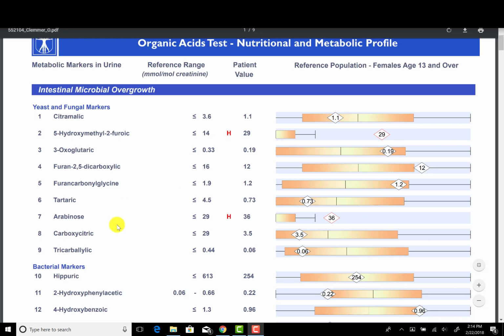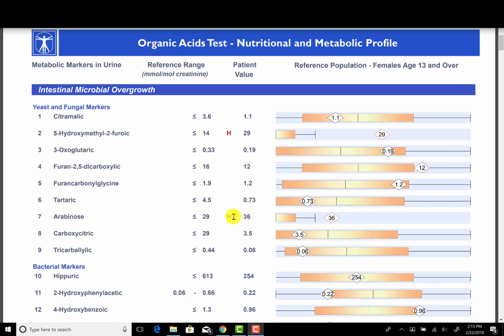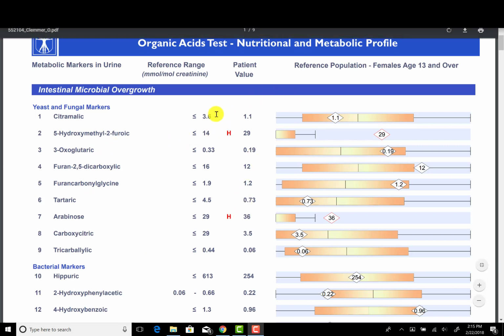The two big ones are arabinose here, and the second one up here. If these levels are high, like they are in this patient, where you see her marks at 36 and 29, well, she has a Candida overgrowth within the small intestine. That's something we have to really look at, because Candida will trigger the immune system. They found people with Hashimoto's thyroiditis many times have an infection in their gut with Candida.